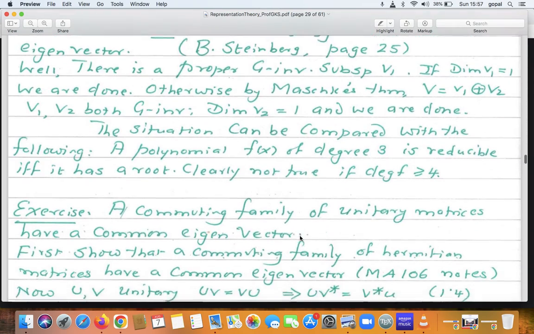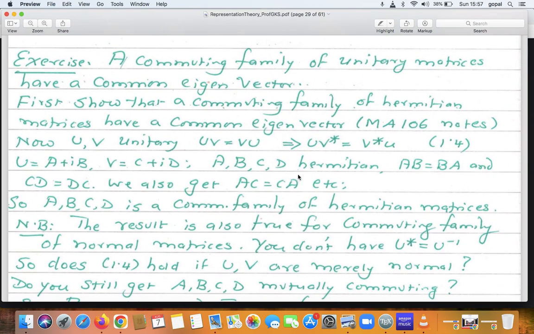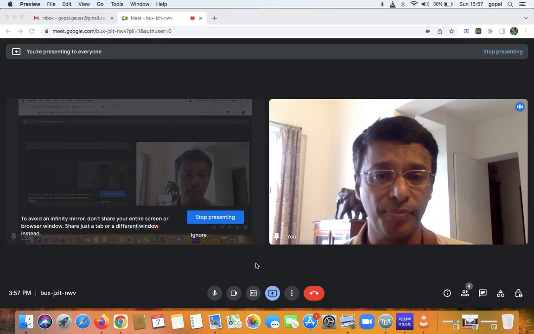It is not true for degree 4 representations. And now some general exercises on linear algebra that we don't need for a long time. A commuting family of unitary operators have a common eigenvector. I think we stop it here and we'll continue this next time.